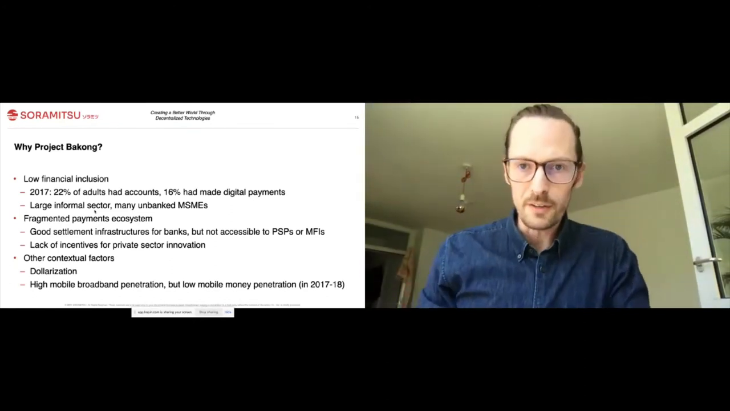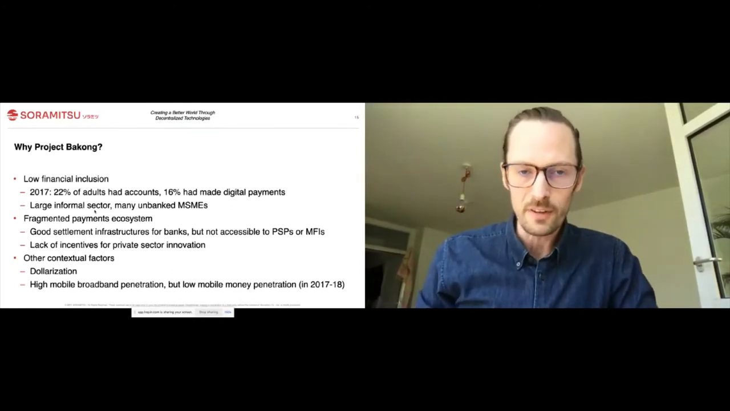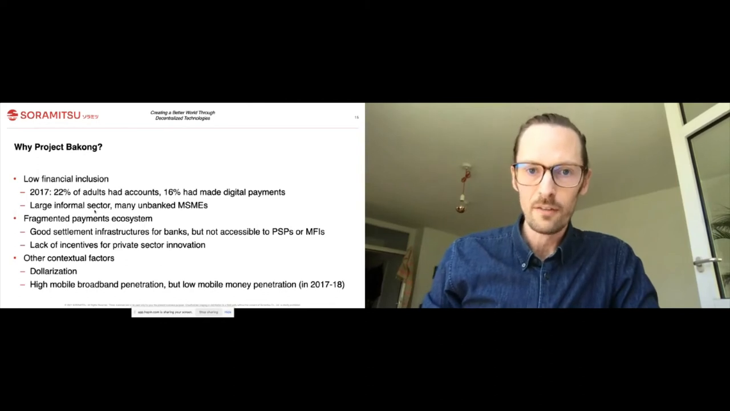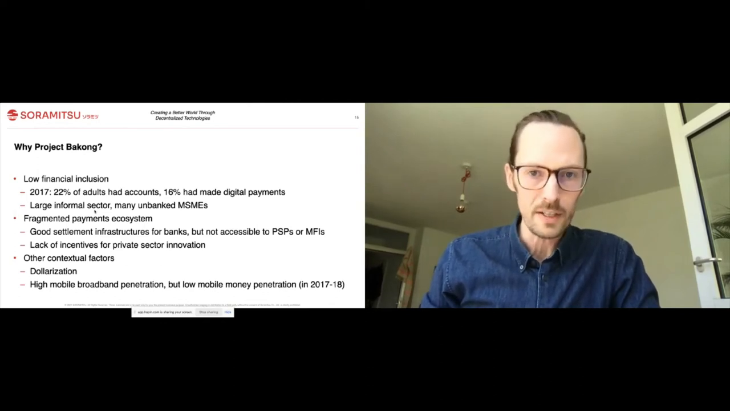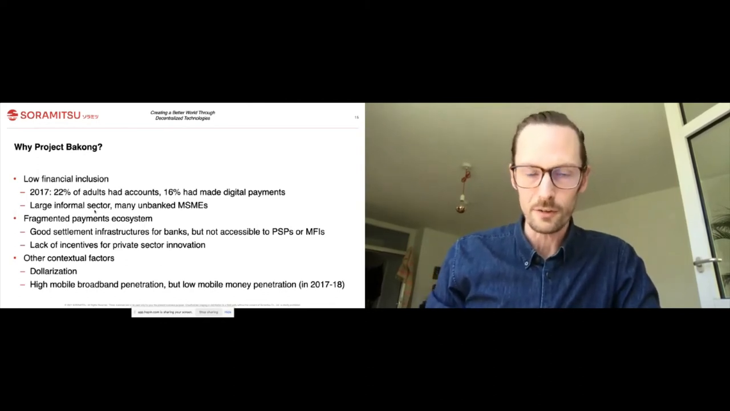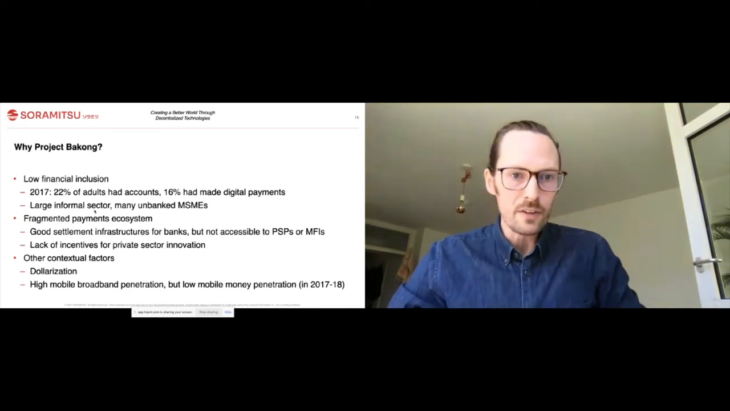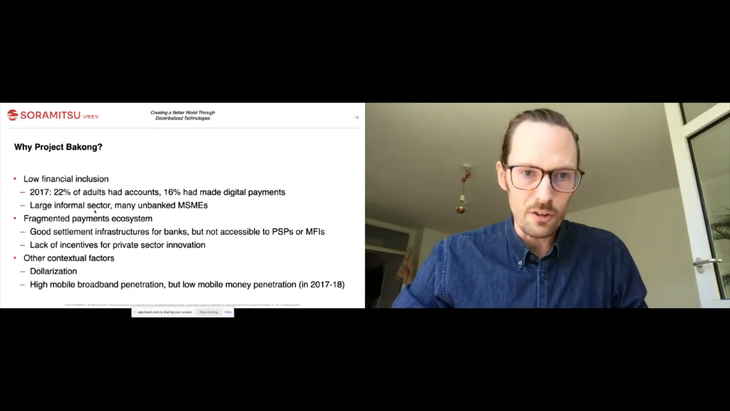whose users could not interact with each other, could not transact with each other, unless the companies reached some kind of bilateral arrangement, which was extraordinarily inefficient for the companies themselves and also quite inconvenient for retail consumers, retail users. And there was also a lack of incentive for private sector innovation.